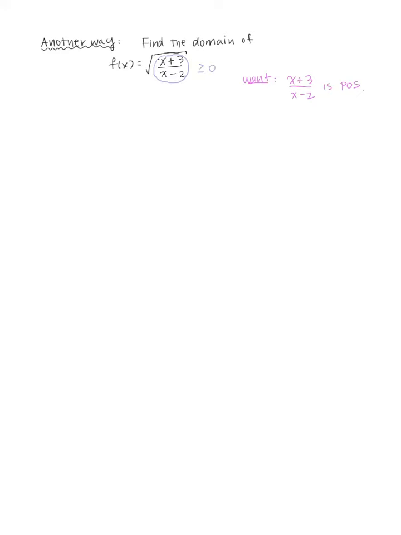Now what I'm going to do is draw 3 number lines. You'll see why in a minute. So let me just bust out one of them, second one, and then the third one. Again, this is negative infinity to positive infinity. Okay, now the first number line is reserved for x plus 3. Second one is x minus 2. And then the last one is our whole expression, x plus 3 over x minus 2.